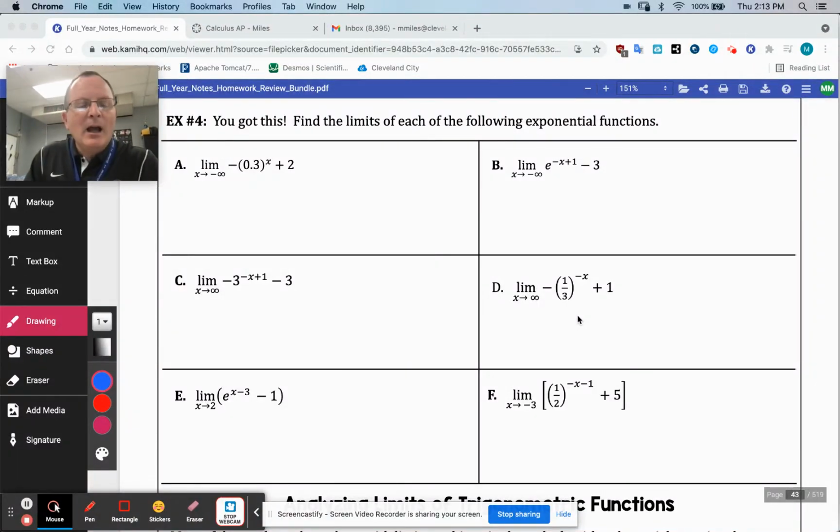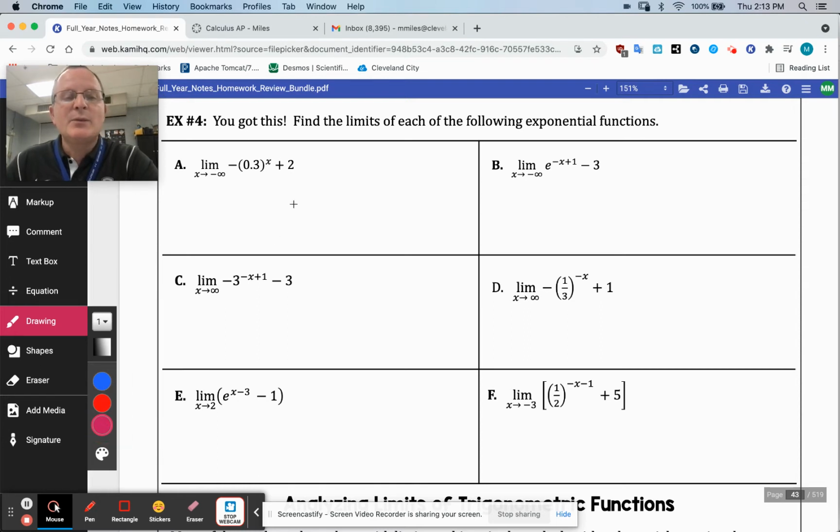All right, so what we've got is some limits here, and we're going to talk about it the same way that we talked about the previous ones, as far as what's happening with the base, and if there was a reflection, and in which direction you happen to be going. You may not have to do it exactly this way, but it really helps me to visualize what was happening initially.